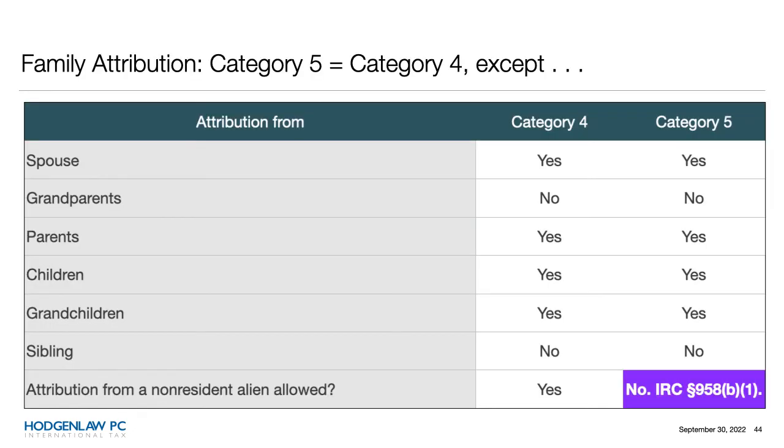Finally, let's wrap up with categories 1 and 5. First, let's talk about family attribution. And let's compare category 1 and 5. I put 5 here, but it's 1 and 5 both. They're exactly the same as category 4 because they both start with the common ingredient, namely Section 318A attribution rules. But for category 5 and category 1 purposes, attribution from a non-resident alien is not allowed explicitly.